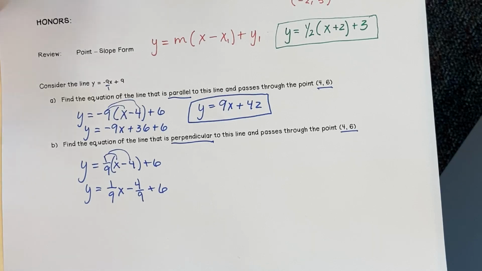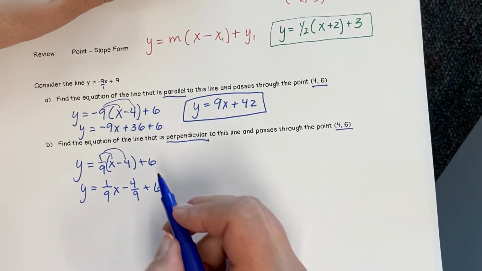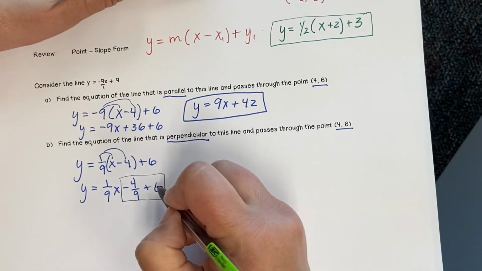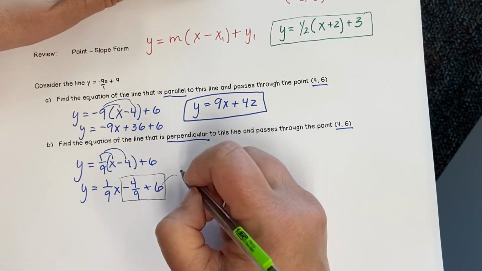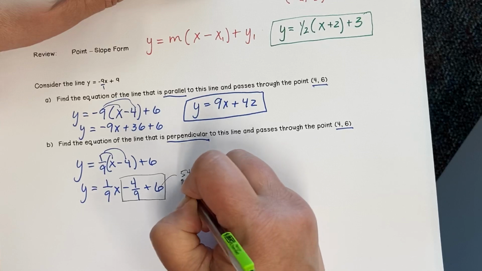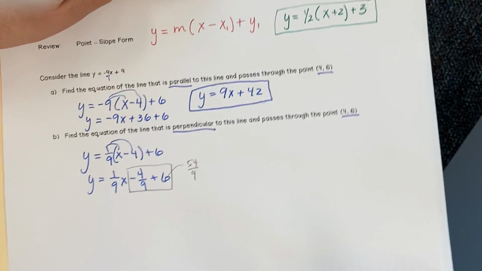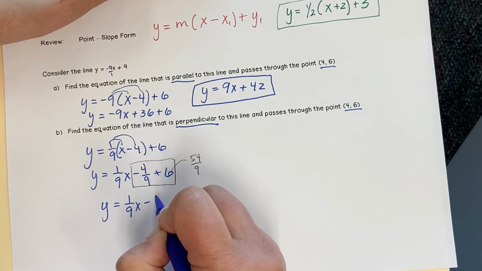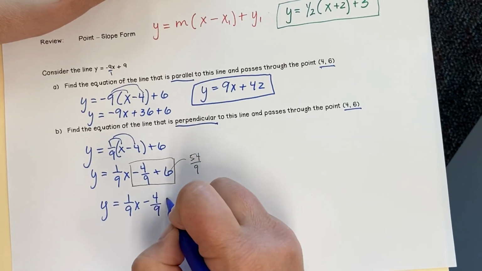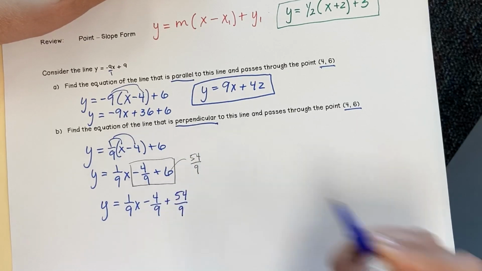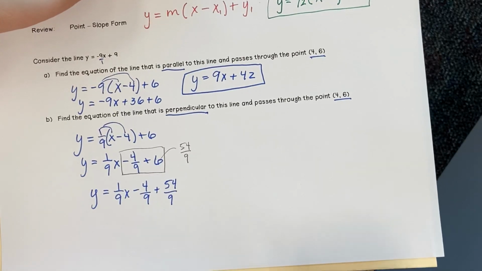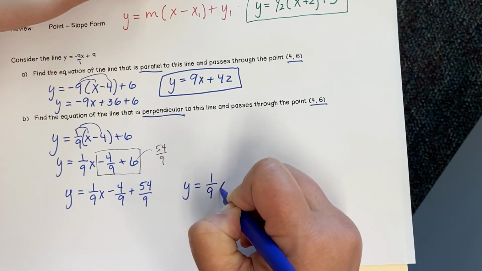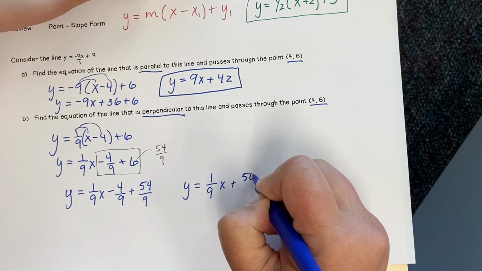You can do that on your calculator. You can do it in your head. Because we need to combine these like terms right here. 6 needs to have a 9 on the bottom. So 6 times 9 is 54/9. So I'm going to write it like this. Y equals 1/9 x minus 4 over 9 plus 54 over 9, because now I have the same denominator, so I can add them together. Final answer, y equals 1 over 9x plus 50 over 9.